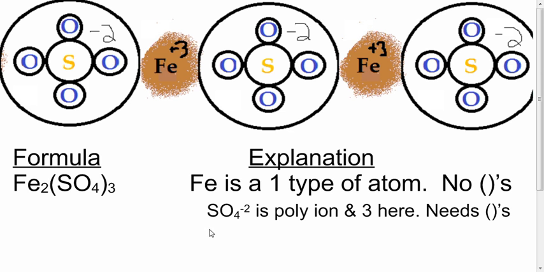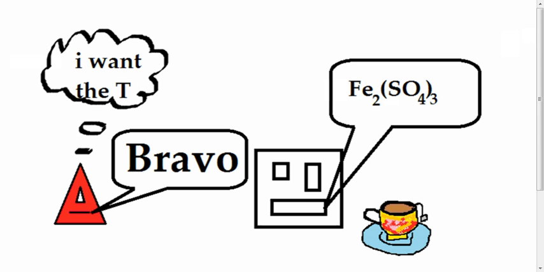But sulfate is a polyatomic ion, and I have 3 of them, so that needs parentheses. So Dr. Square states that formula, and he is correct.